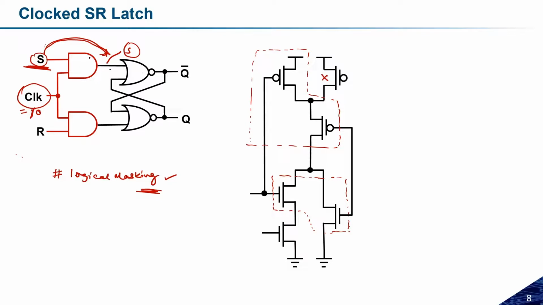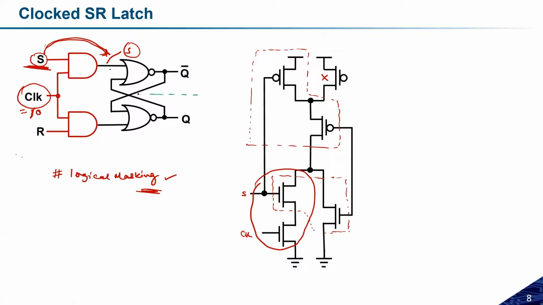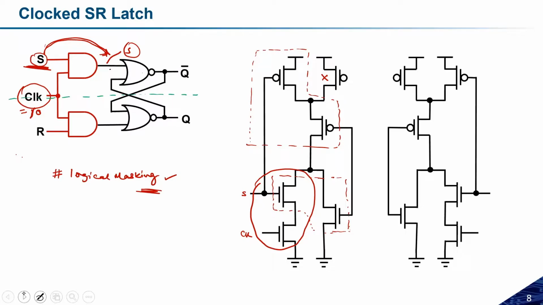So if this is an AND kind of structure, for the AND structure I need to connect two transistors in series here. One is the set and the second one is the clock. So this is the simple structure of one side. If I break this circuit into half, something like this, then this is how we can create it. Second thing we can do is simply replicate it for the bottom half part.